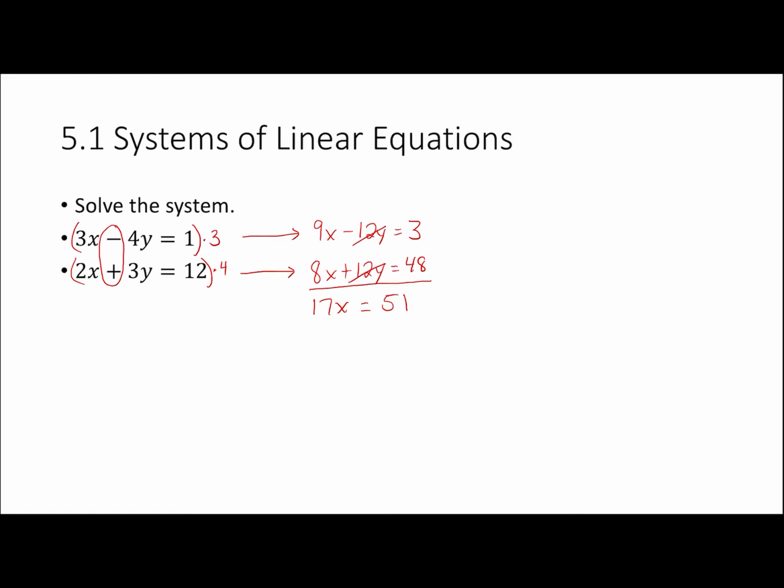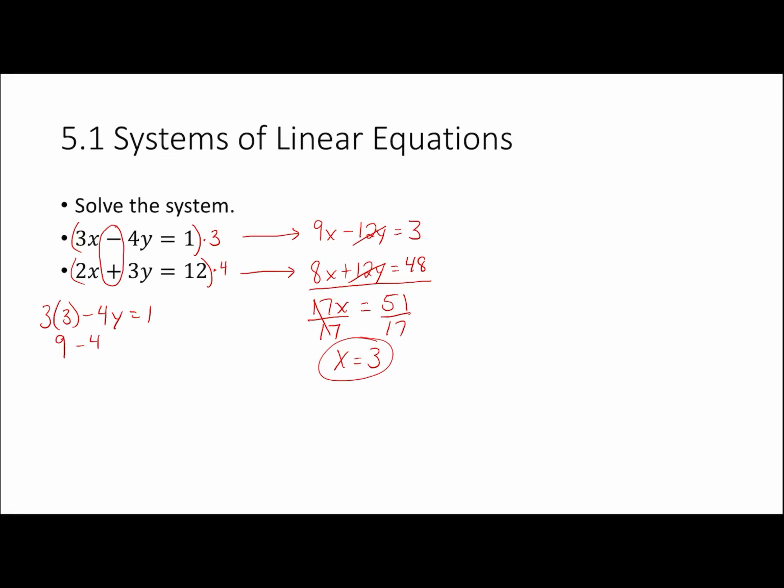And so then we just need to solve for x. So we'll take the 17x and divide by 17 on both sides, and we'll find x is 3. Well, again, there's part of the answer. The other part is to take that 3 and put it back in one of the equations. Again, I'm going to choose the top equation just because it's got smaller numbers. And so if you put it back in the top equation, we have 3 times 3 minus 4y equals 1.